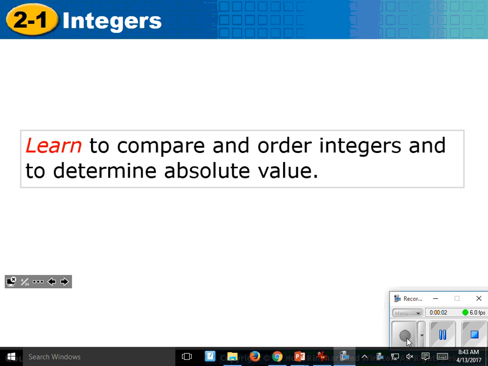By the end of class today, I want you to be able to put numbers called integers in order and also be able to determine something called absolute value. So hopefully by the time you walk out of the door today, you can put numbers in order, and then determine something called absolute value.